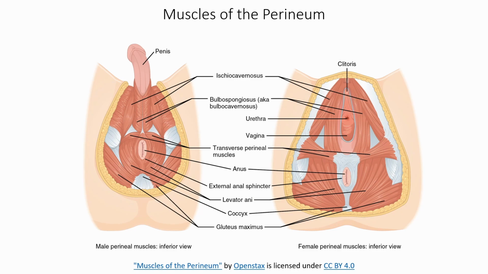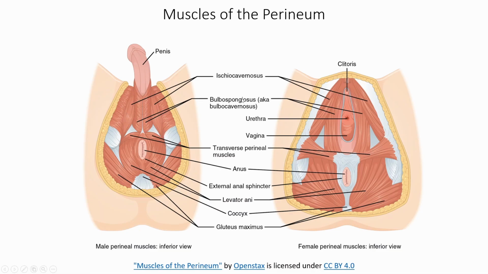If we look from the inferior side, now depending on if someone has a penis or a vagina, they'll have a slightly different setup. Generally, the muscles are all the same, just slightly different arrangements to make up for the difference in anatomy. We have the ischiocavernosus, which is right here, kind of forming this little like a V shape.